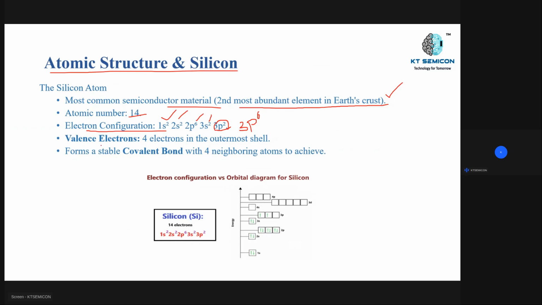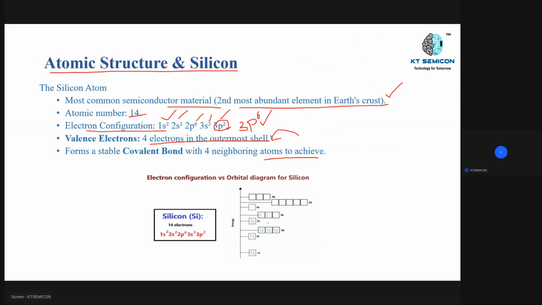Okay, so here valence electrons: 4 electrons in the outermost shell. The maximum is 3p6, but here we have only 3p2, so we can add more electrons, because it has 4 electrons in the outermost shell. To form a stable covalent bond with 4 neighboring atoms, we need to add some more electrons in the outermost shell.